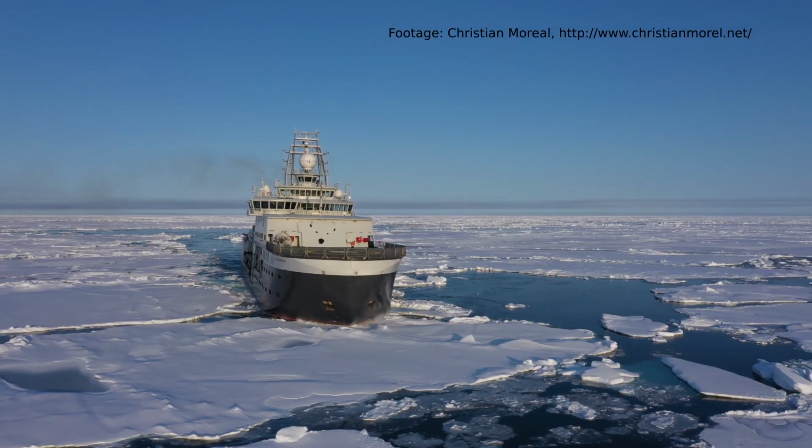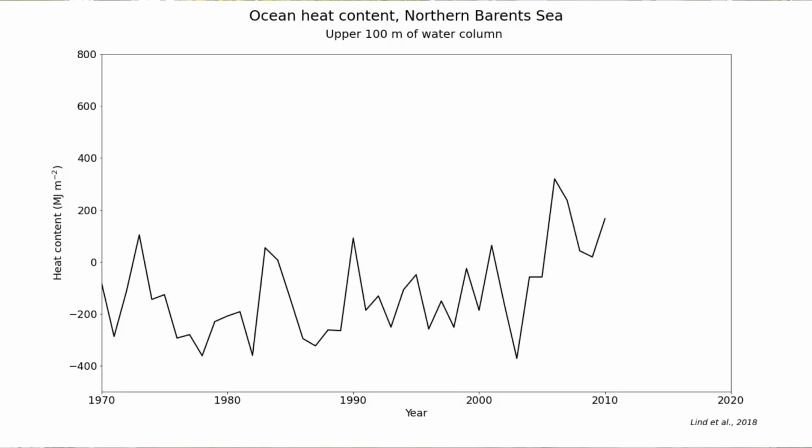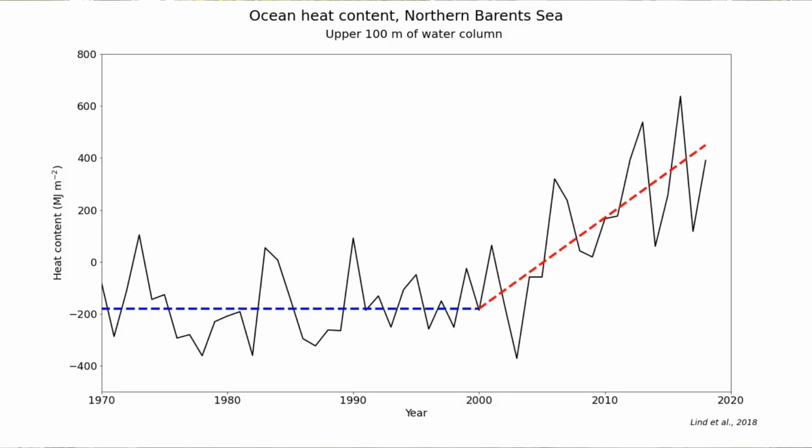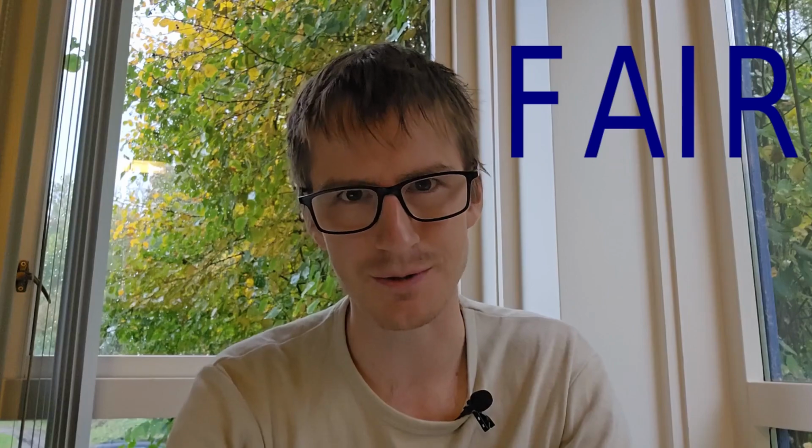The northern Barents Sea is one of the fastest warming places on the planet, with average annual temperatures today around 4 to 5 degrees warmer than they were in the 1970s. The project has involved around 280 people from 10 of Norway's top research institutions. This includes geologists, geophysicists, biologists, chemists and engineers, and it's been part of my job to help all of these people publish their data in a way that is in line with the FAIR data management principles.